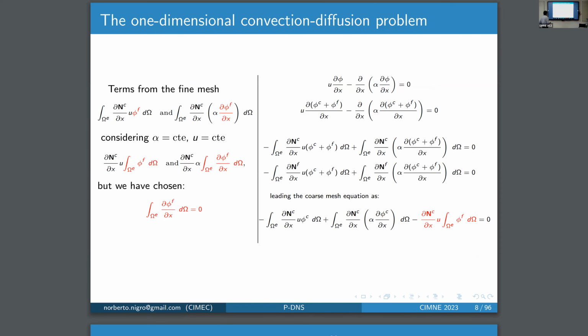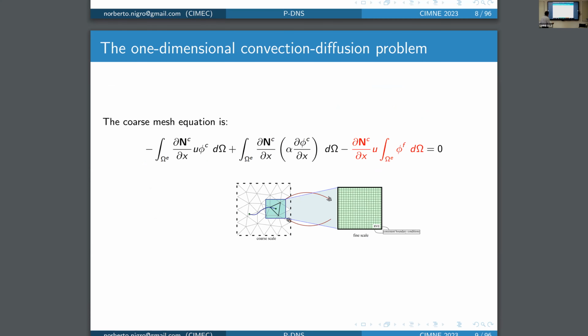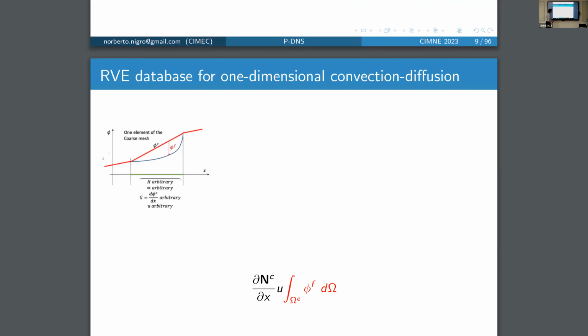And finally, after some very simple algebra, you identify that with this restriction, some contributions of the gradient or diffusive terms disappear, and only these terms remain that should be computed. So you have to compute the integral of the fine solution in the RVE in the fine mesh and upscale to the coarse mesh. So the coarse mesh equation is like this. If you solve the problems in the RVE, you can get the fine solution, integrate, and upscale in the coarse mesh. And how do we solve the problem in the fine mesh?